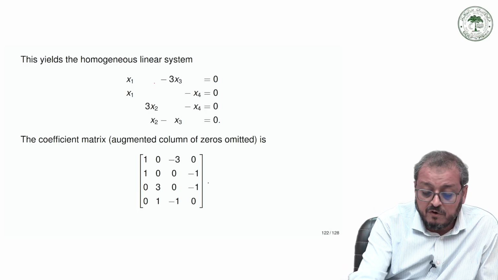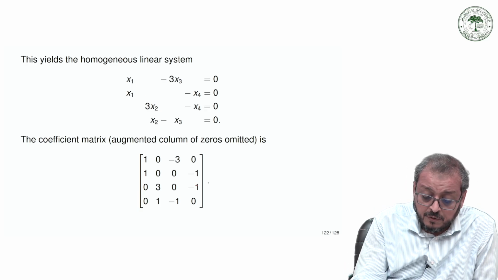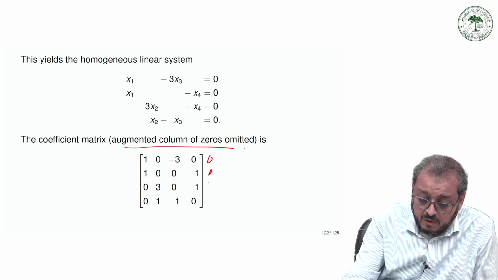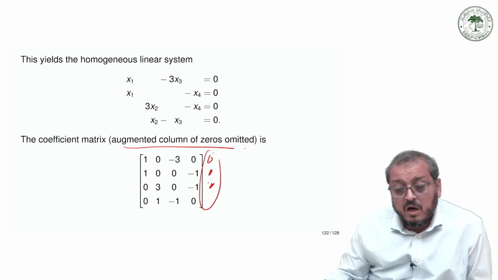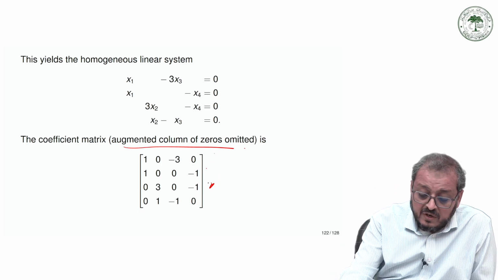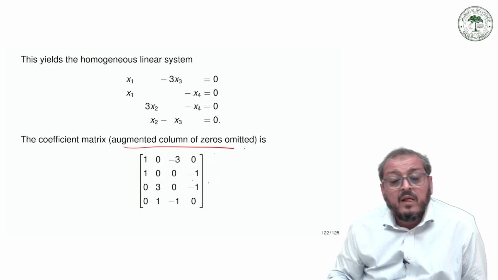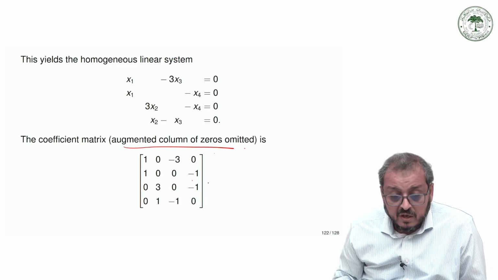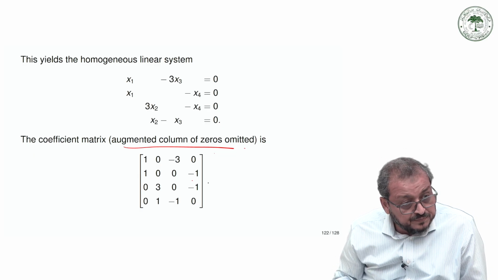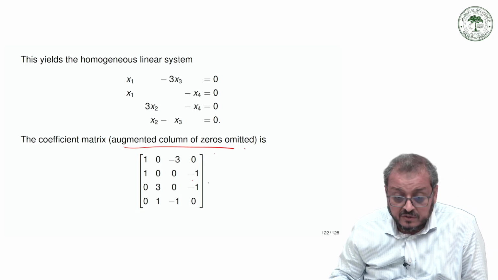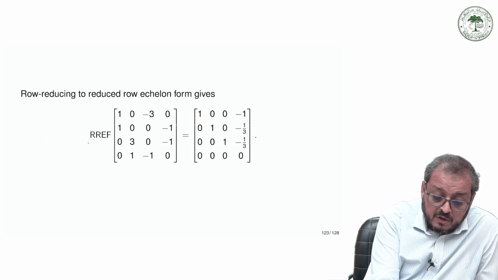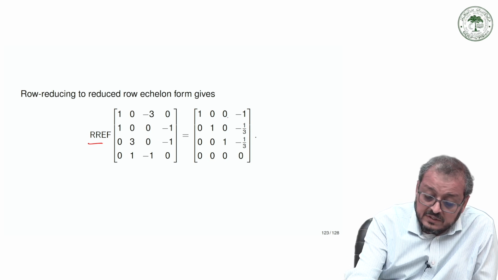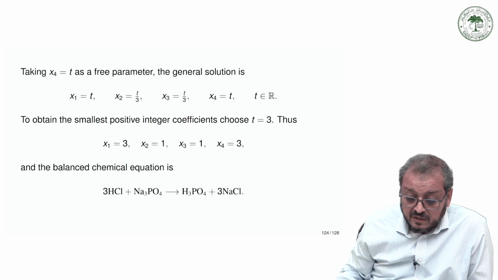Now we write it in the form of a coefficient matrix, the augmented matrix; I will omit the zero column. Now we try to convert this using elementary row operations. By applying elementary row operations, we transform this matrix into row reduced echelon form. Applying this, we get this form.